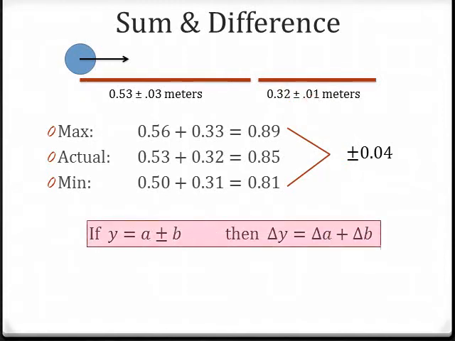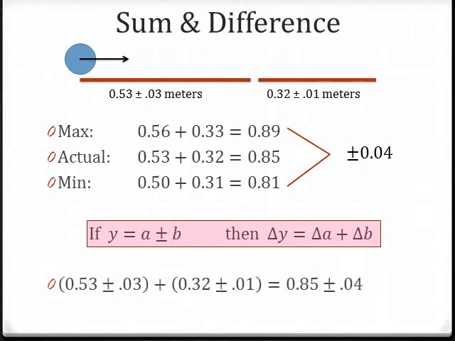Okay, so this right here is a rule. You'll find it in your pink packet, and you can use it to calculate the uncertainty of any calculated quantity where the operation performed to get that number was either addition or subtraction. So a couple of quick examples to show, right? This is how you would write it out. The one that we just did.